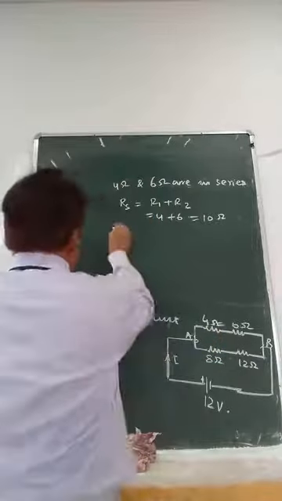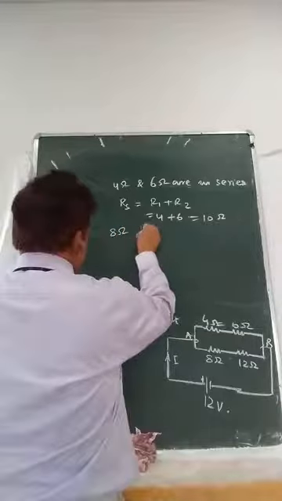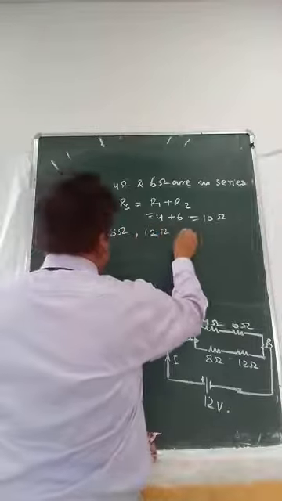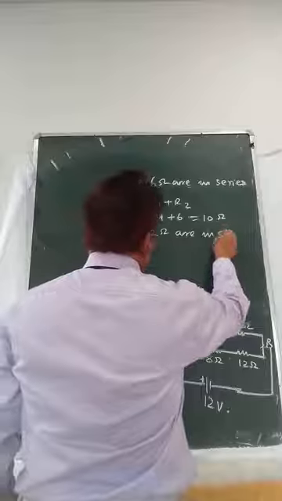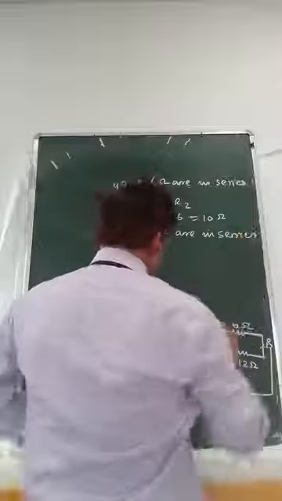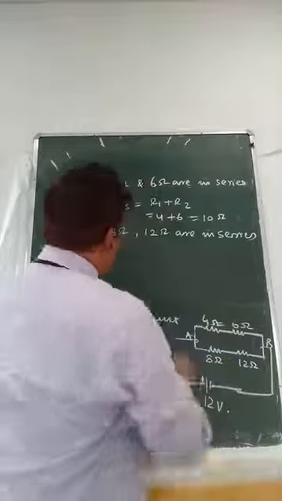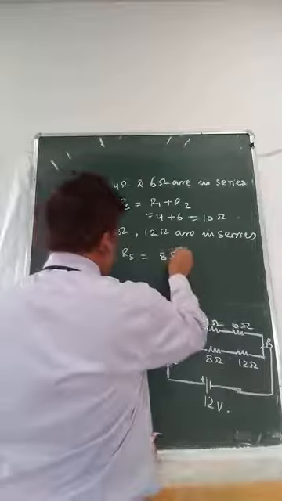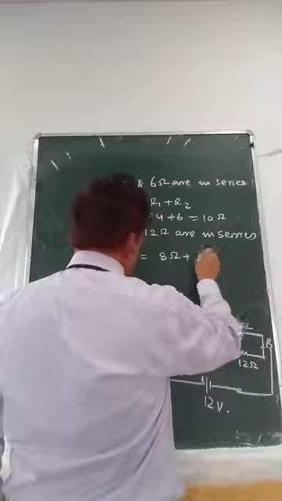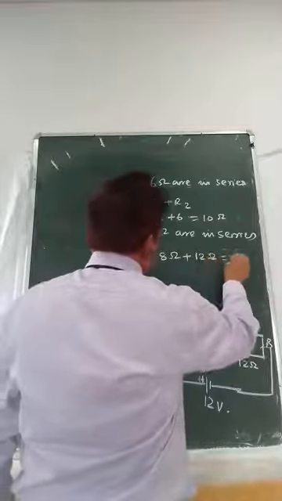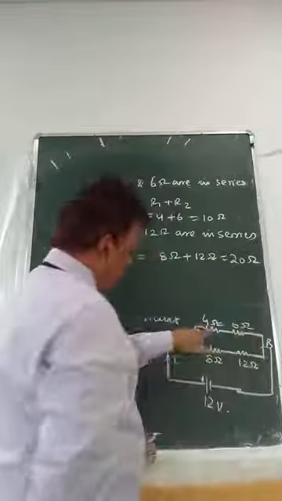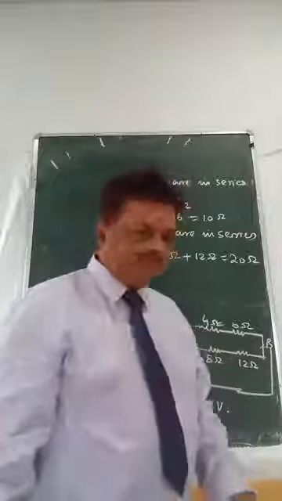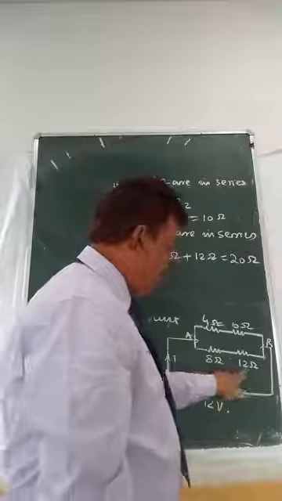Similarly, 8 ohm, 12 ohm are in series. This also is in series now. So again resistance series, this is 8 ohm plus 12 ohm. That is 20 ohm. So when they combined, it became 1. When they combined also it became 1.